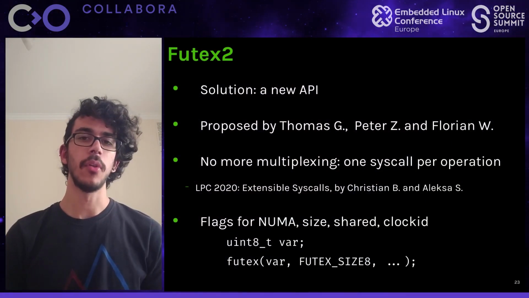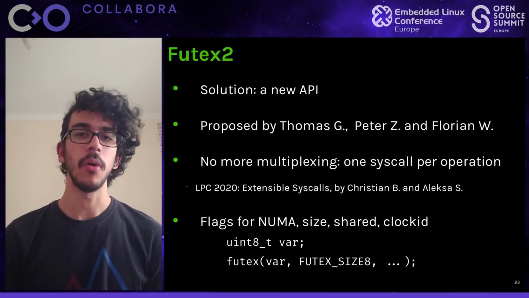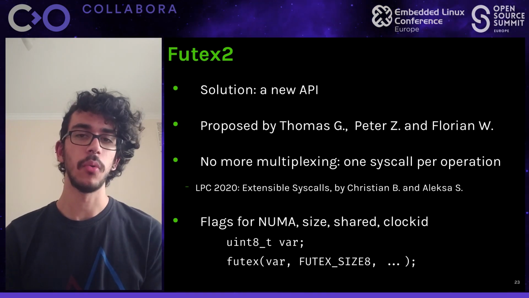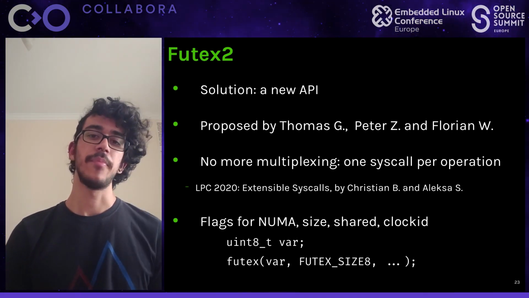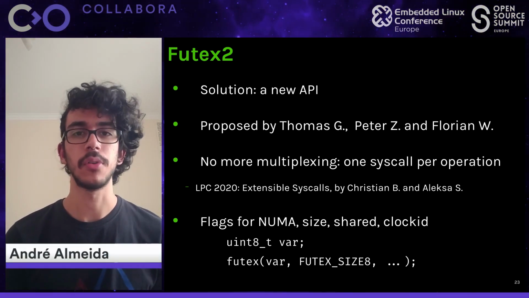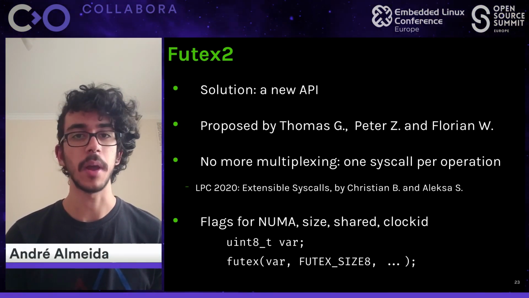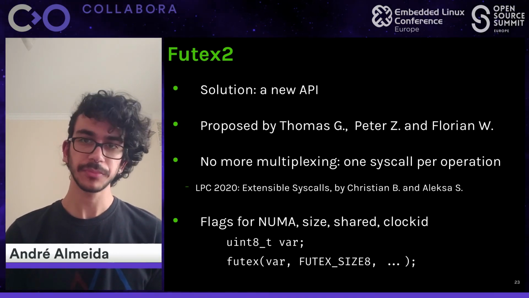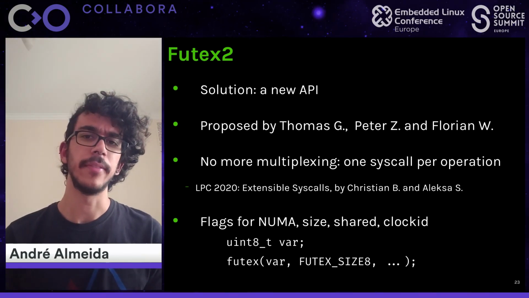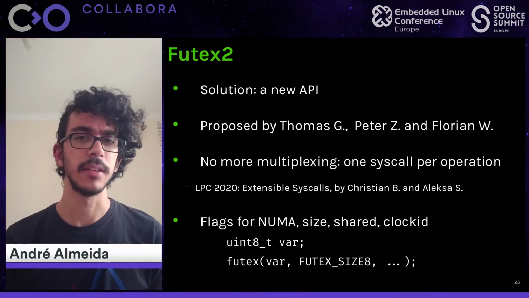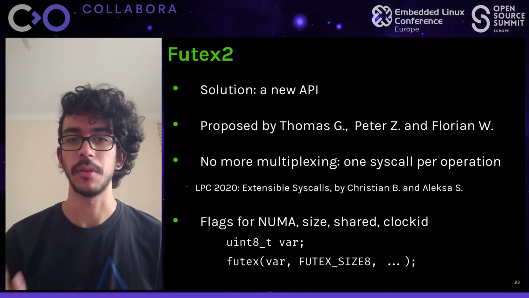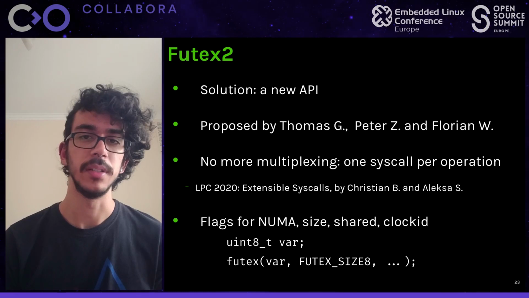So after talking about all those limitations and all those features that weren't able to be merged on the old interface, this is the solution that was proposed by Thomas, Peter and Florian on the main release: to create a new API from scratch. The first thing you notice is that the interface is not multiplexed anymore, and this basically will make the life of the kernel developers and glibc developers easier.